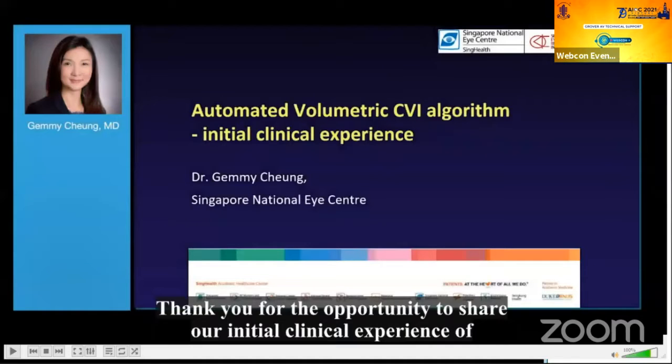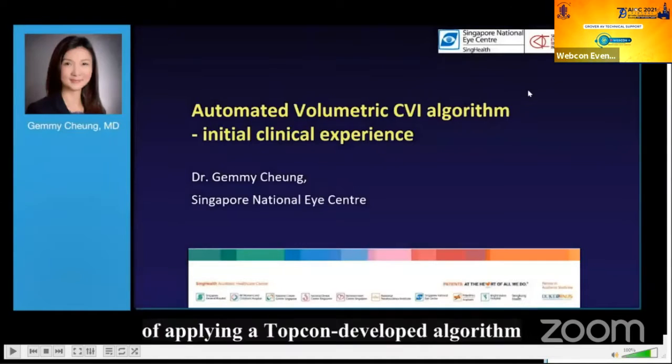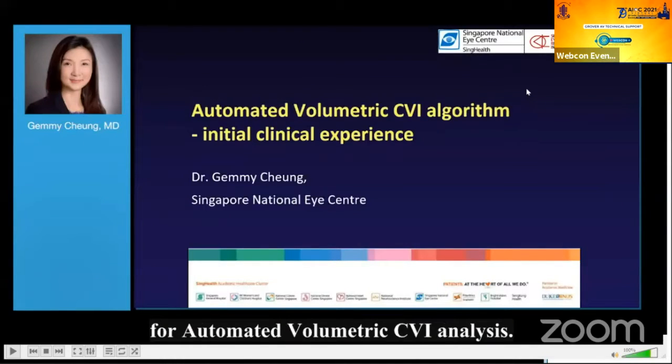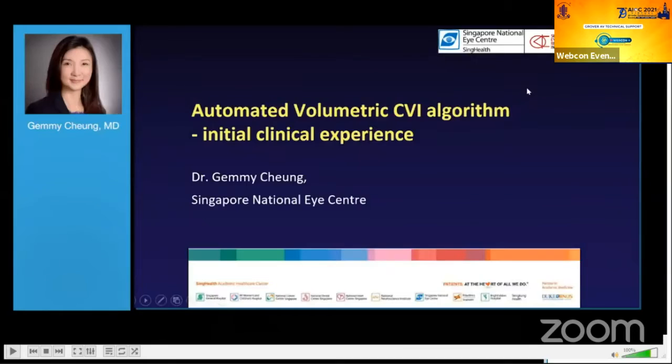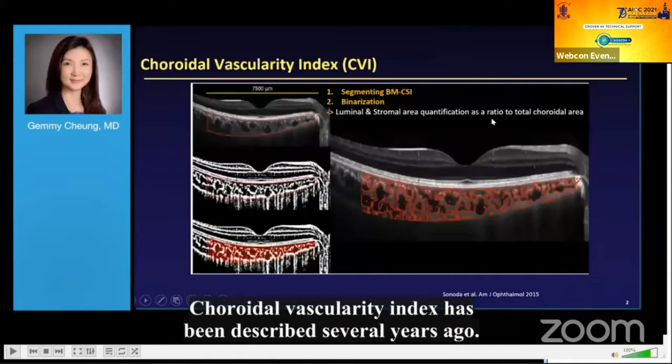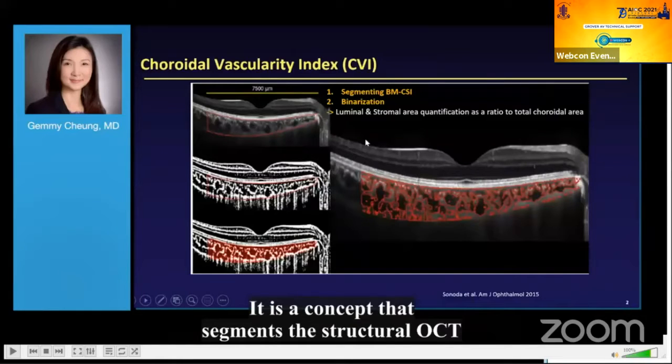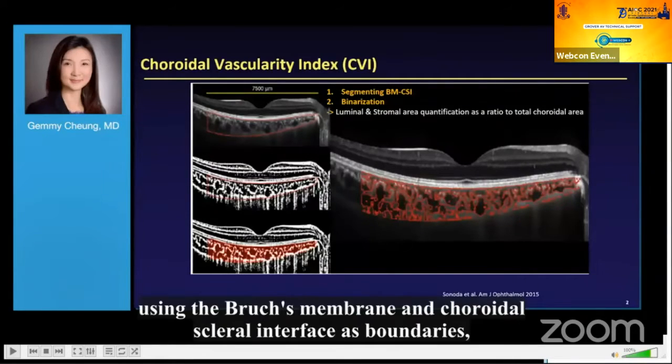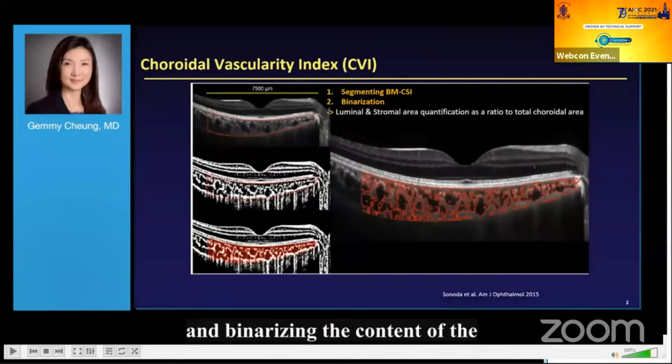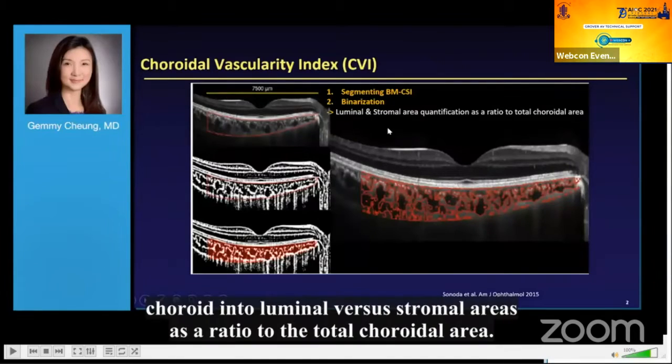Thank you for the opportunity to share our initial clinical experience of applying a Topcon-developed algorithm for automated volumetric CVI analysis. Choroidovascularity Index has been described several years ago. It is a concept that segments the structural OCT using the Bruch's membrane and choroidal-scleral interface as boundaries, and binarizing the content of the choroid into luminal versus stromal areas as a ratio to the total choroidal area.